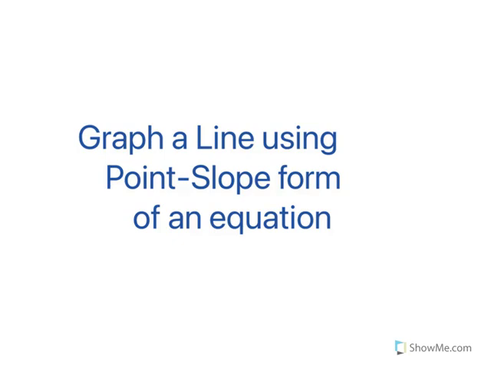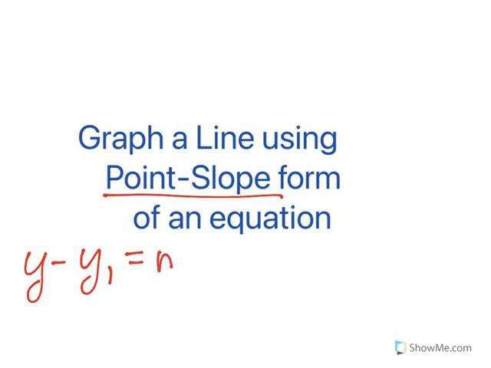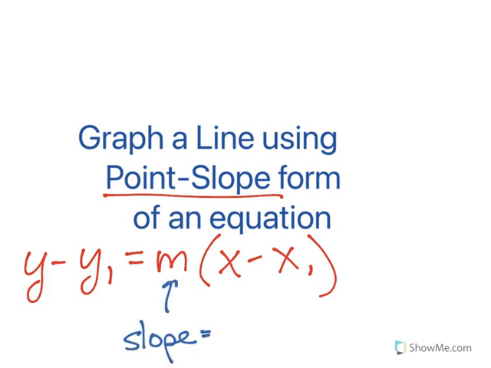Let's graph a line using point-slope form of an equation. Before we get to graphing, let's review what point-slope form is. It's y minus y1 equals m times the quantity x minus x1, where m is the slope, which is the change in y over change in x. So we're going to be able to graph using that. And then (x1, y1) is the point.